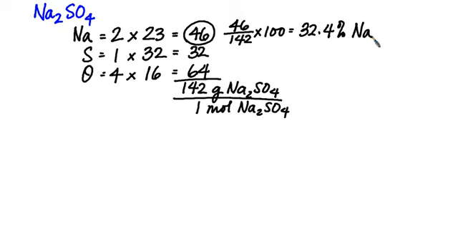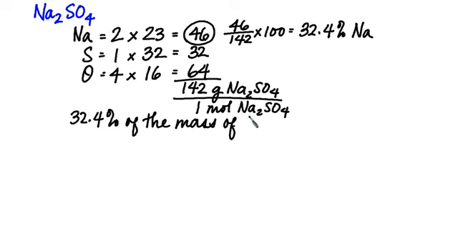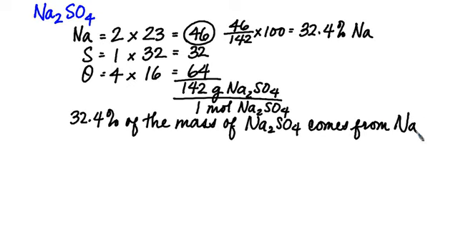What does that mean? It means that 32.4% of the mass of sodium sulfate comes from sodium. That's what that percentage means.